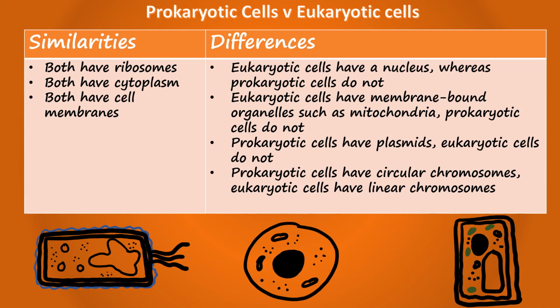In prokaryotic cells, we can find plasmids, the small circular pieces of DNA. Eukaryotic cells do not have plasmids. And finally, prokaryotic cells have circular chromosomes, whereas eukaryotic cells have linear chromosomes.